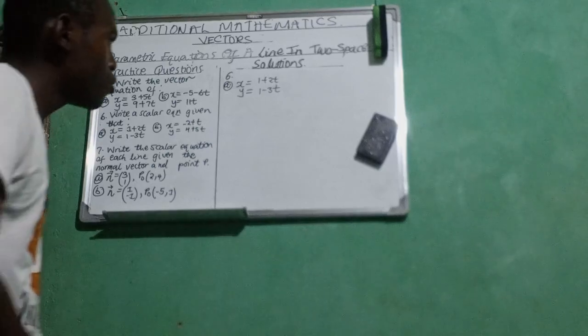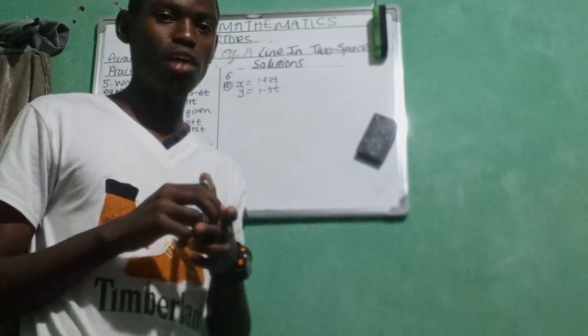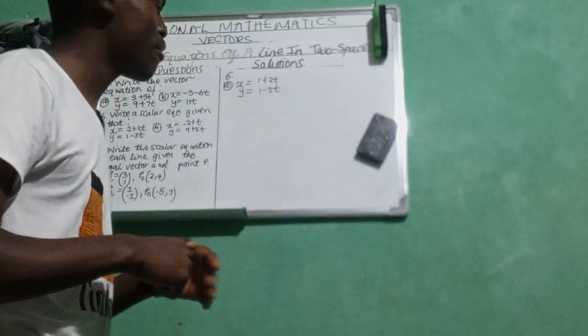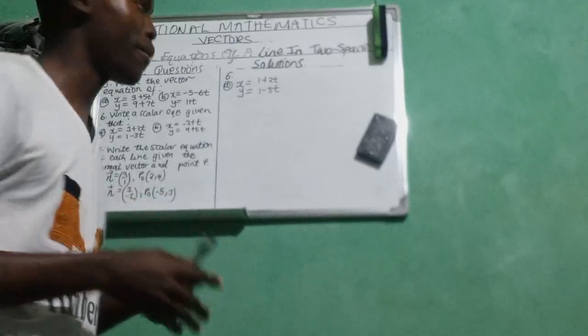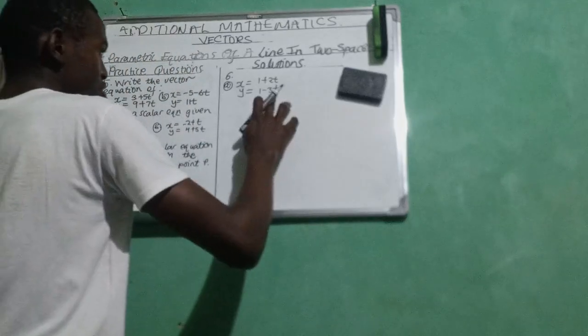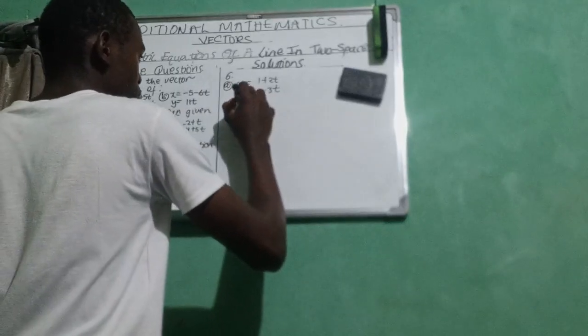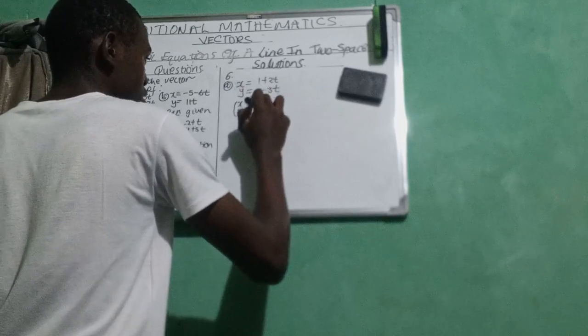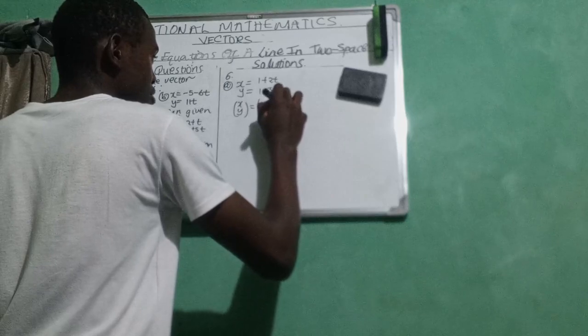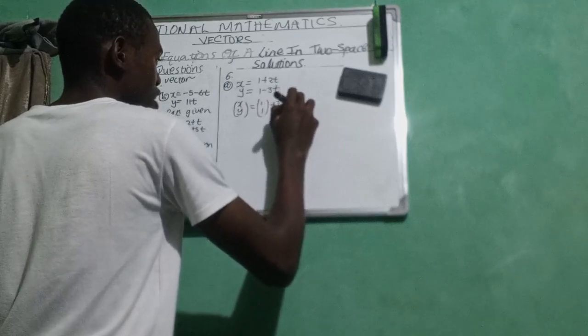I'll use two methods for questions A and B, so I'll be writing very fast just to be conversant with time. So let's start with method 1. We're going to write this in the form of a vector equation. So it would look like that, plus t 2, negative 3.